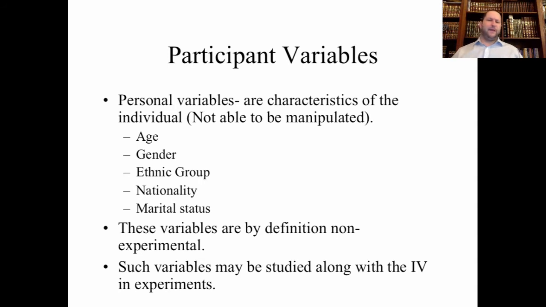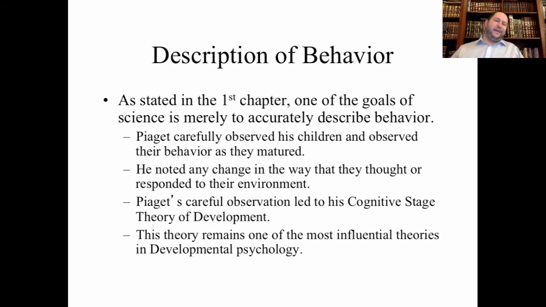Participant variables, we cannot manipulate things like age, gender, ethnicity, marital status. When I say we cannot manipulate them, it's either impossible or, as the previous slide said, unethical. So I don't care how much Botox a person gets, their chronological age is a chronological age.